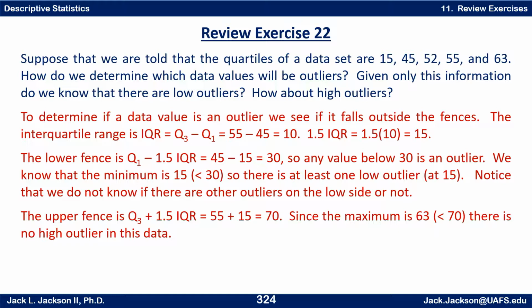We know that the minimum of 15 is below that 30, so there's at least one low outlier at 15. However, we don't know if there might be other outliers or even how many data points we have at 15. But we do know there's at least one outlier on the low side at the minimum of 15. The upper fence, similarly, is found by doing Q3 plus 1.5 times the interquartile range. So that's 55 plus 15 is 70. The maximum is 63, which is less than 70, so we know for sure there is no outlier on the right side or upper side of this data.